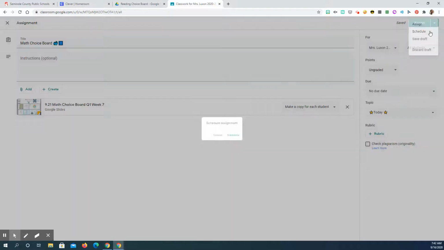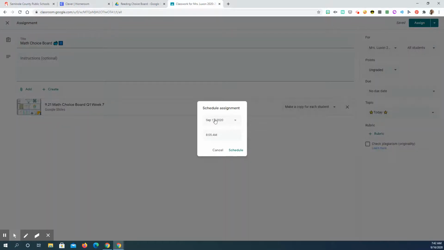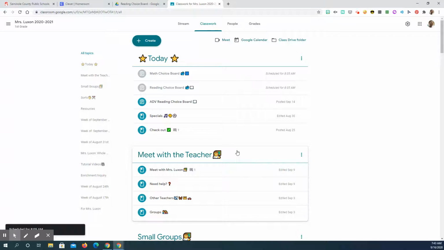And then when you come up here, I always try to schedule it. Usually I do this the day before, but today I'm doing it the morning of. The reason I schedule it is because if I need to make any last minute changes, I can still make them before it gets posted onto the Google Drive. And so once I do that, you can see I have my math choice board with the whale and the numbers, my reading choice board with the whale and the book, and then I also have an advanced reading choice board to differentiate. And this choice board, I have 4 students that work on that all week long.